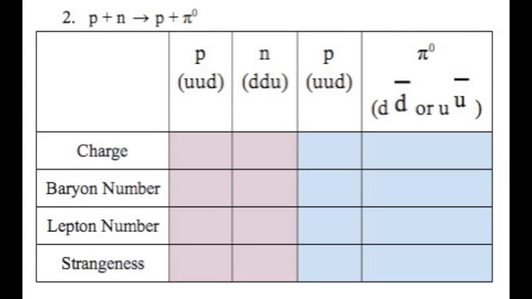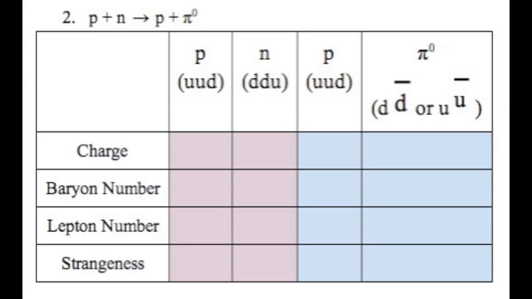Now let's look at number 2. So first we need to figure out what each of these are made up of as far as what quarks are present in each of these. So for the proton, it's an up, up, down. For the neutron, it's a down, down, up. And then the proton again is an up, up, down.